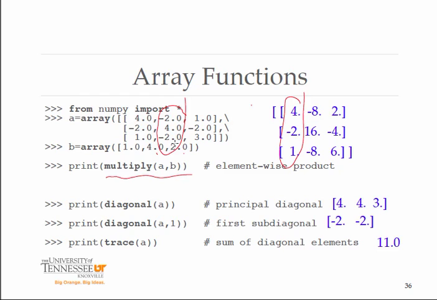There are some other nice functions if you wanted the diagonal of that matrix. If you just read down the diagonal there, you could see it very clearly. The diagonal there is 4, 4, 3, very simply. And you can get subdiagonals if you want, or superdiagonals, depending upon if you put 1 or -1 and so forth. That just means the next diagonal below the main diagonal is -2, 2. And the trace is just the sum of the diagonal elements, which would be 11. So there are lots of linear algebra functions that are provided in the NumPy library.